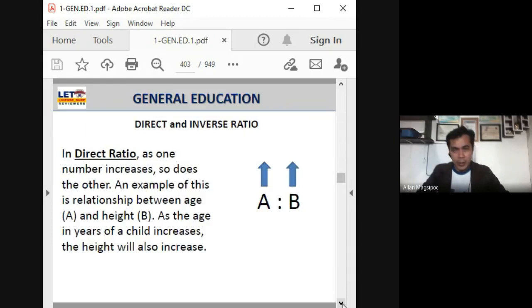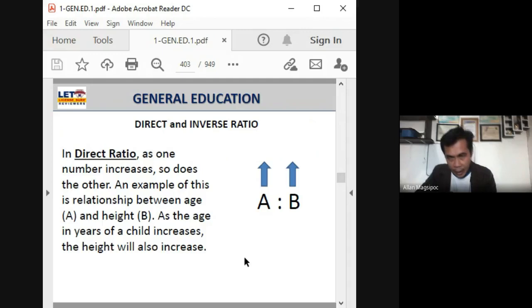So before we proceed to the actual na pag-solve, review muna tayo dito tungkol sa direct and inverse ratio. Although in our previous discussion, meron na ito. But this time, yung dalawang types of ratio, which is direct and inverse ratio. When we say direct ratio, two variables or two entities na when one increases, the other also increases.